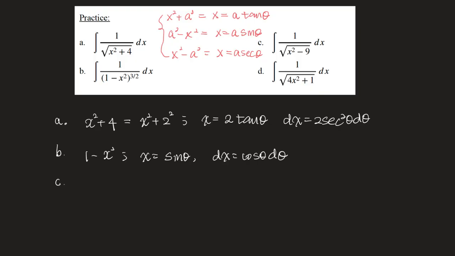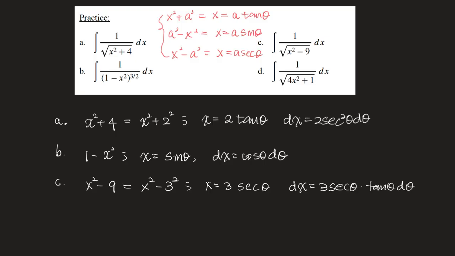Number c is the form x squared minus 9. This one is x squared minus 3 squared. In this case you're going to use the third one. So x is going to be 3 secant theta, dx is going to be 3 secant theta tangent theta d theta. That's what you're going to use. D is a little tricky, guys.